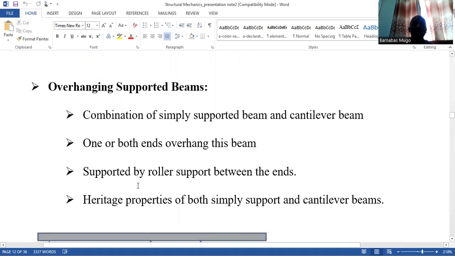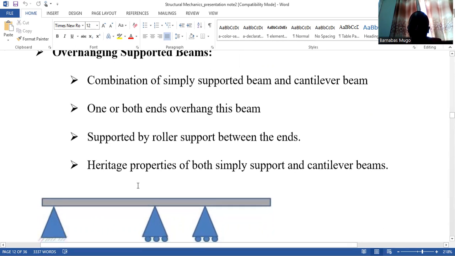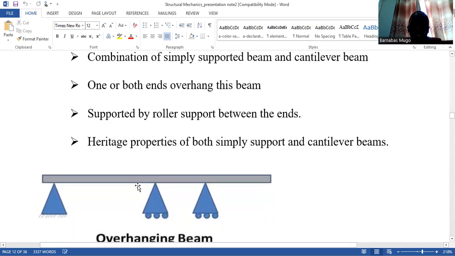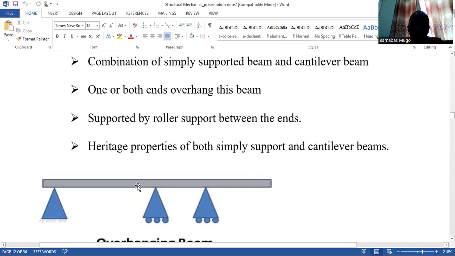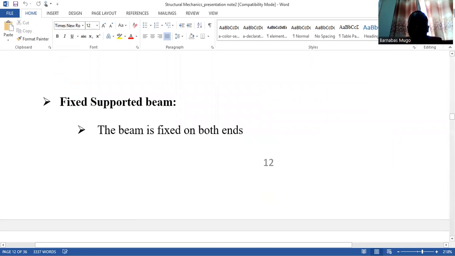Then I have another kind of beam that is called an overhanging support beam. This is a combination of a cantilever beam and a simply supported beam, as you can see. One end is fixed, the other one is left on rollers, and then the furthermost end, the left hand end, is partly hanging. So this is the reason why it is called an overhanging beam. It inherits the properties of both the simply supported beam and the cantilever beam.